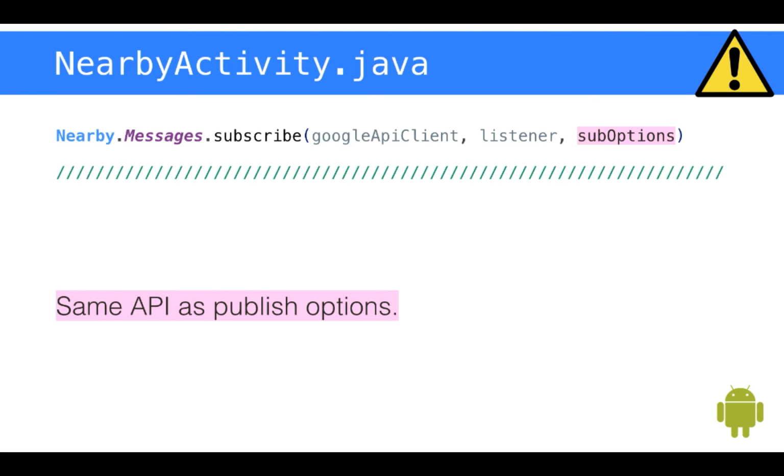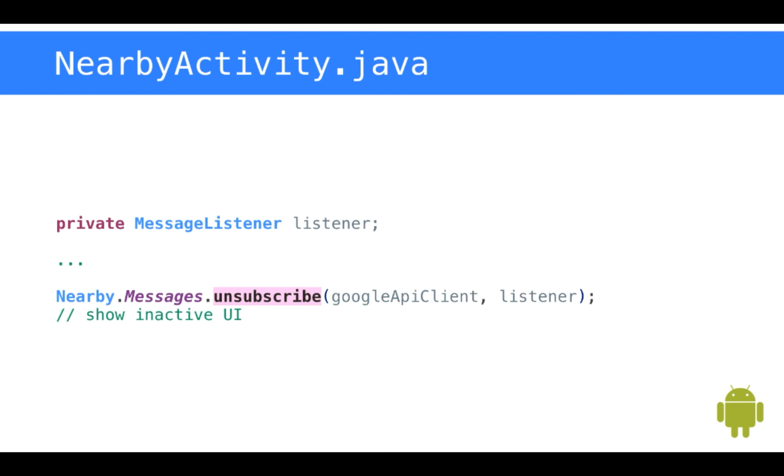And then subscription options follow the same API as publish options. So again, you can set role, you can set range, and you can set this callback that doesn't ever get called for the unexpired. When you want to unsubscribe, again, very similar pattern. You provide the Google API client, and also you have to retain that listener that you were using to receive the message found and message lost callbacks. That's provided into the unsubscribe call also.